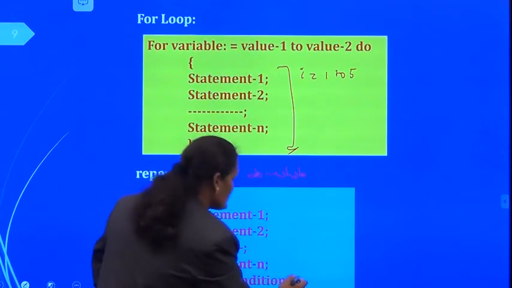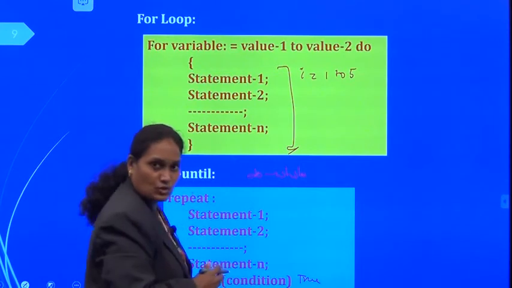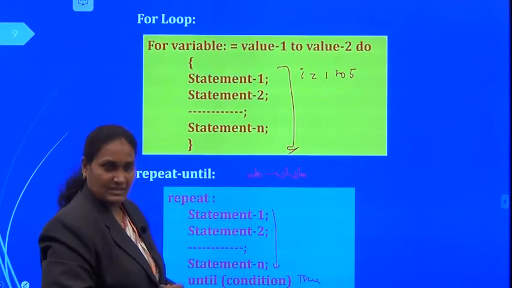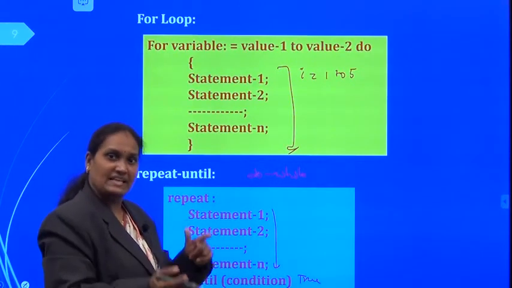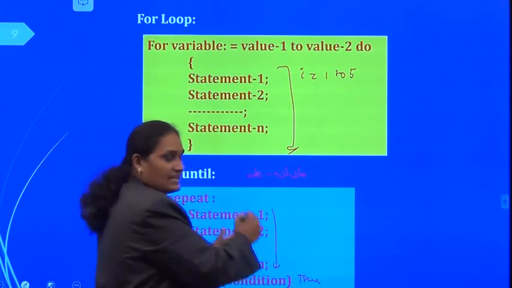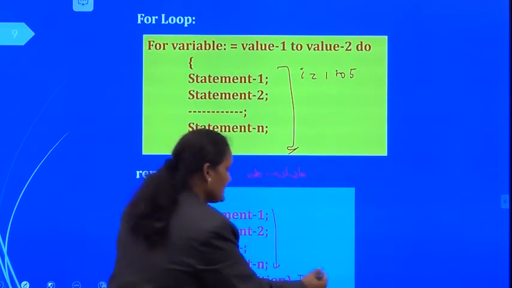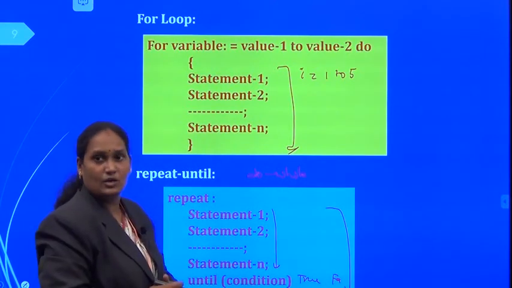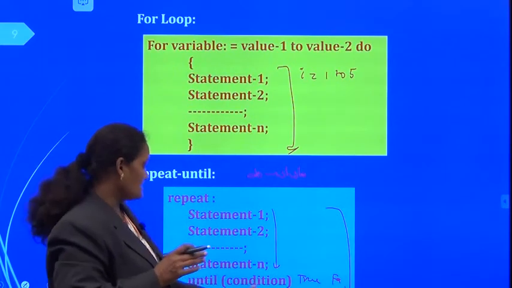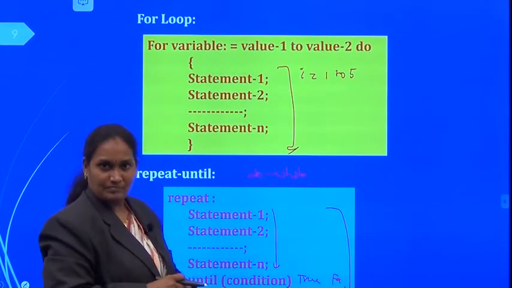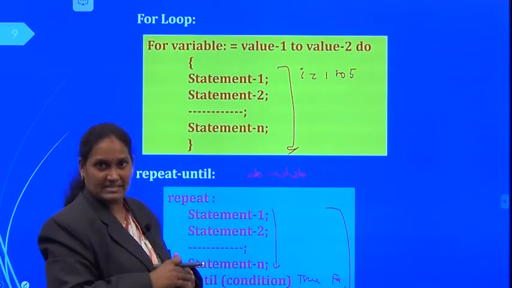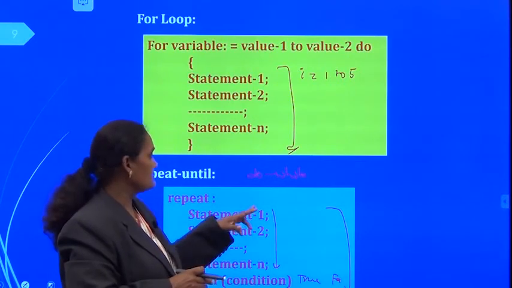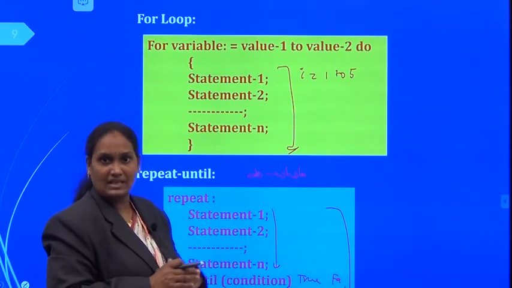If the condition is true, then statement 1 to statement n are executed. Again it goes for checking the condition. If it is again true, then statement 1 to statement n are again executed. So, as long as the condition is true, statements 1 to n are repeatedly executed, and whenever the condition becomes false, the execution control comes out of the loop.